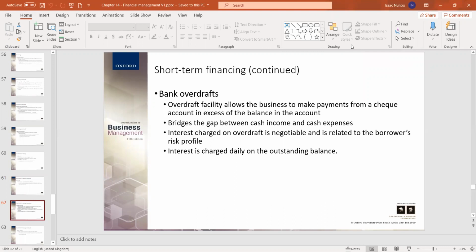The interest charge on overdraft is negotiable, and it is related to the borrower's risk profile. Interest is charged daily on the outstanding balance.